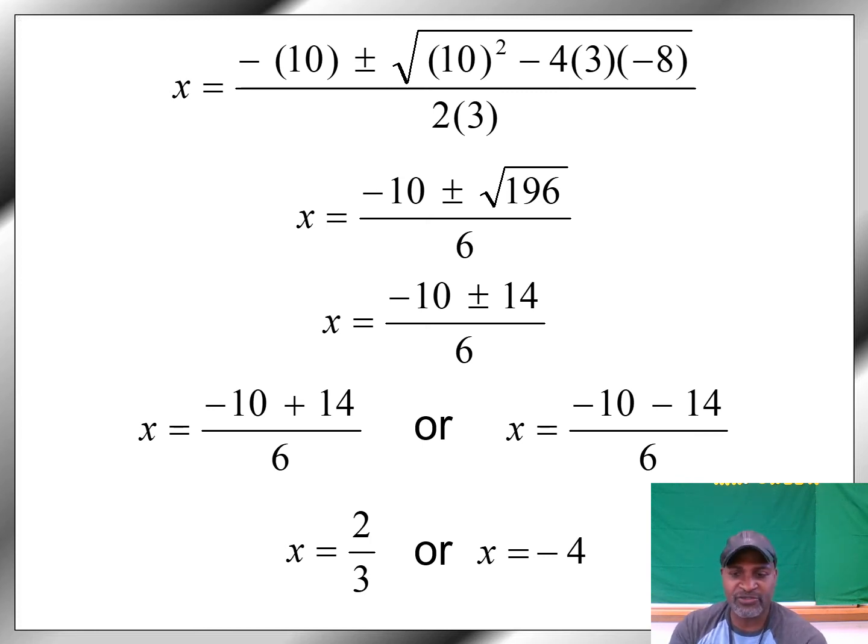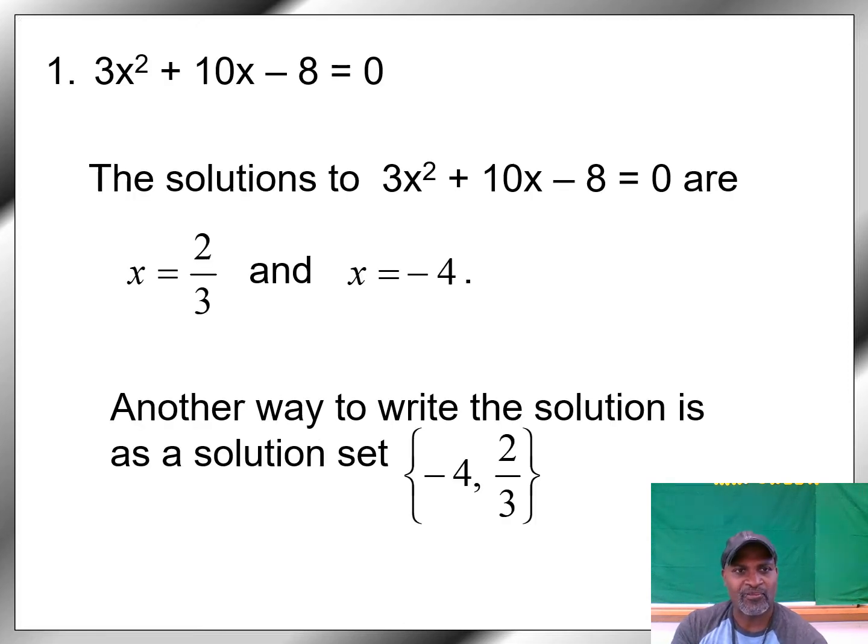And that's how you use the quadratic formula to solve a quadratic equation. All right. So the solutions to 3x squared plus 10x minus 8 are x equals 2/3 and x equals negative 4. Sometimes we'll also write it in set notation. The solutions are negative 4 and 2/3. I generally like to put the smaller solutions on the left and the larger ones. Well, actually, that's what they did.